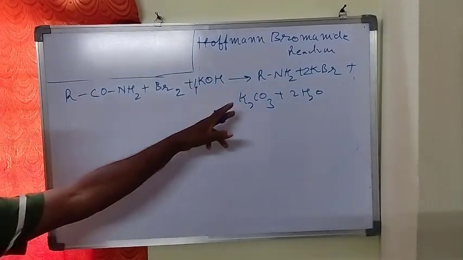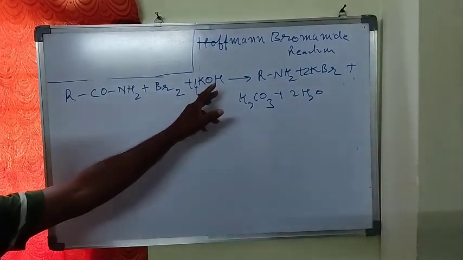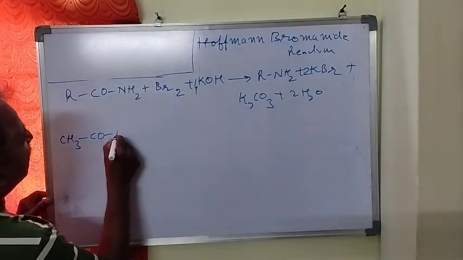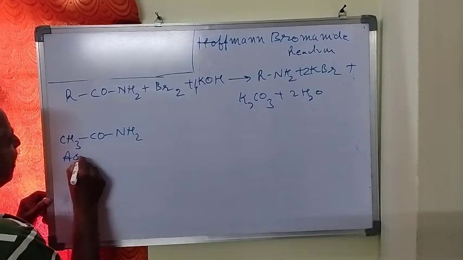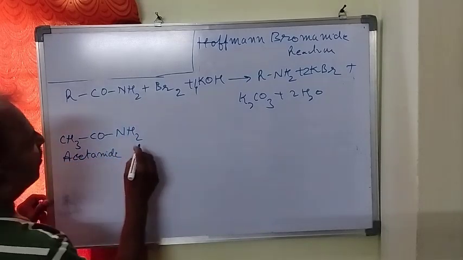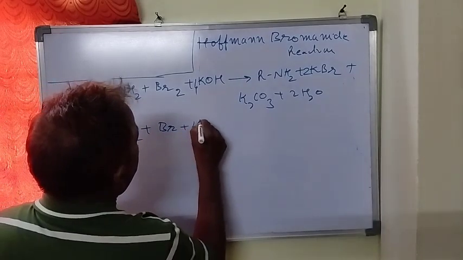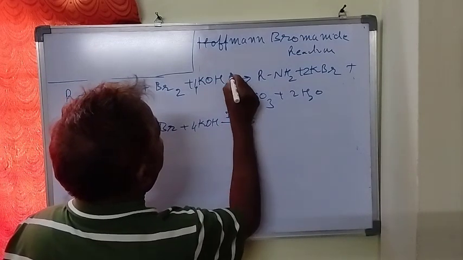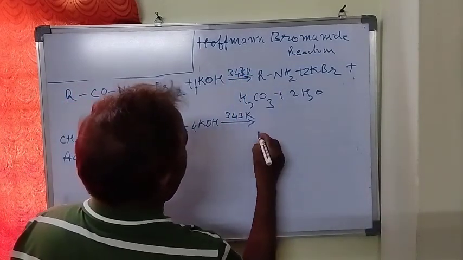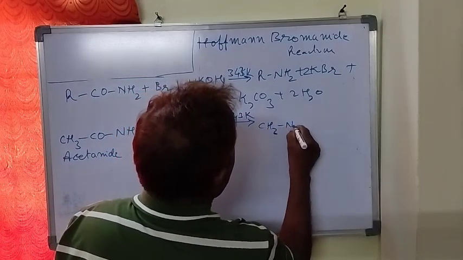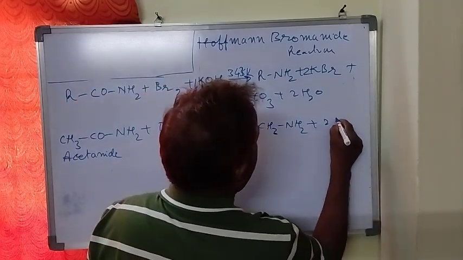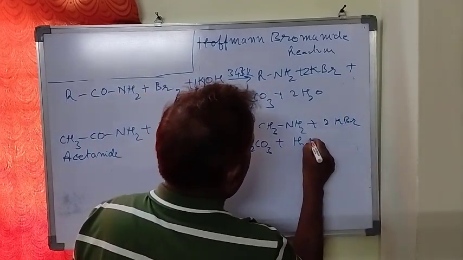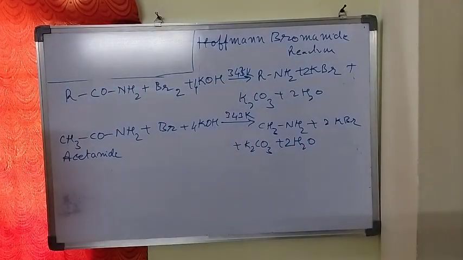So a primary amide is treated with bromine in the presence of potassium hydroxide, and we get a primary amine. Here this is CH3CONH2, acetamide, plus bromine plus 4KOH at 343K. We get CH3NH2, methylamine, plus potassium bromide plus potassium carbonate plus water. So this is a Hoffmann bromamide reaction.